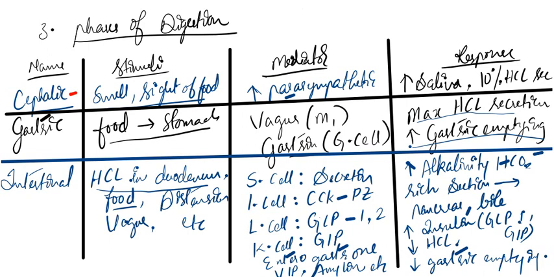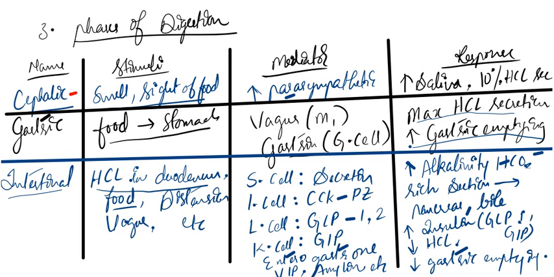So the third one is the intestinal phase. Who are the stimuli here? HCl in the duodenum, food, distension and vagus, etc. And who are the mediators? S cell produces secretin, I cell produces cholecystokinin (CCK-PZ), L cell produces GLP, and K cell produces GIP, gastrointestinal peptide, enterogastrone, VIP and amylin, etc. These all are mediators. And what is the response that they produce?